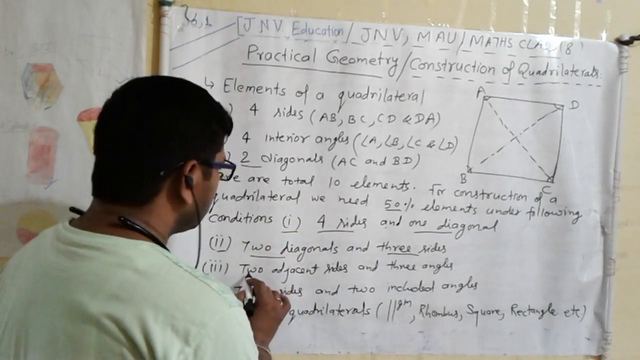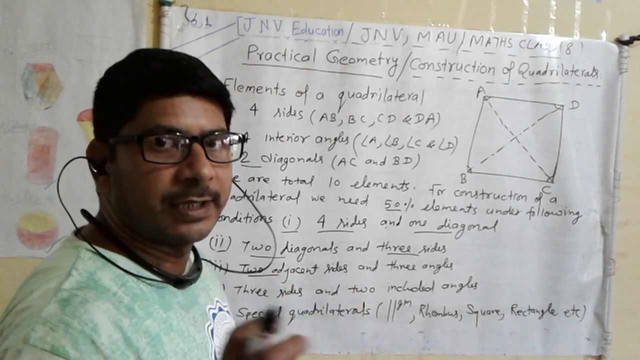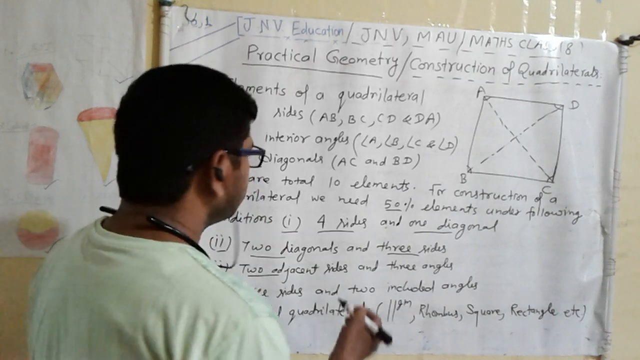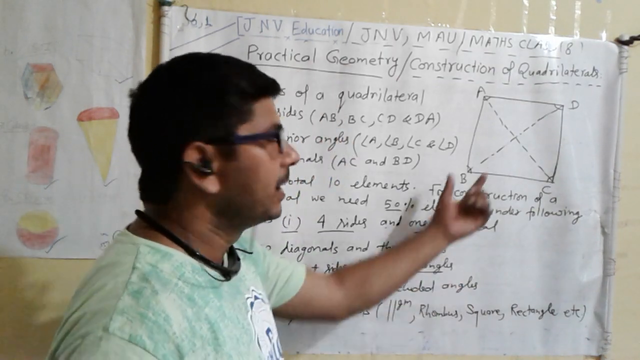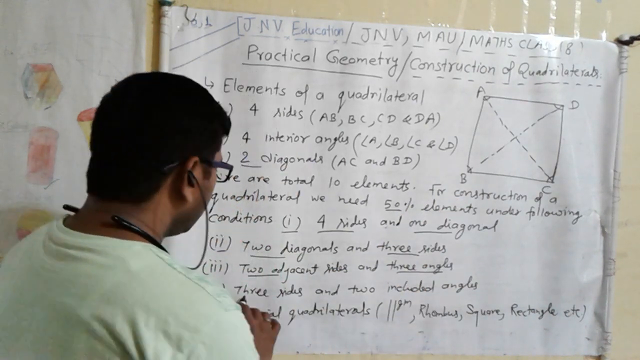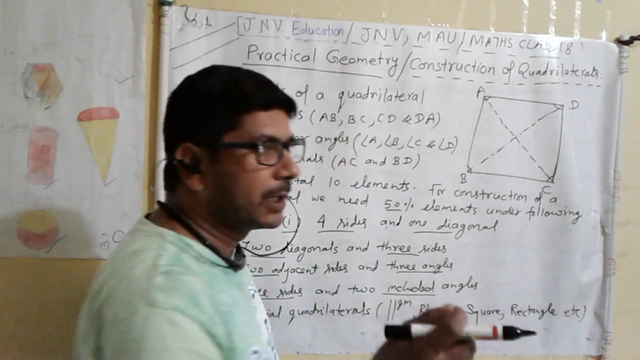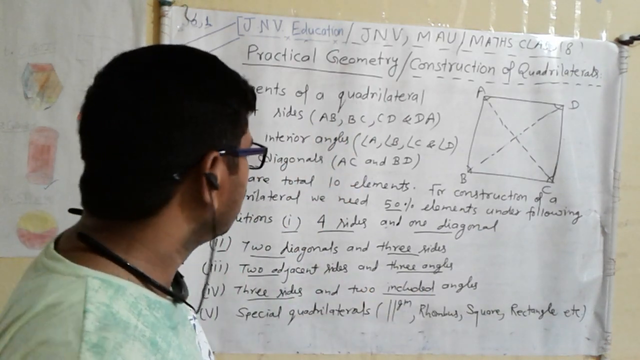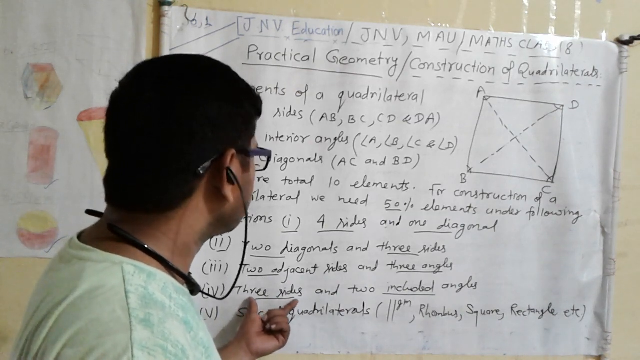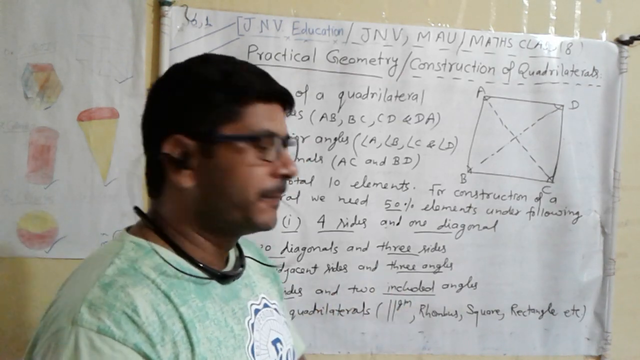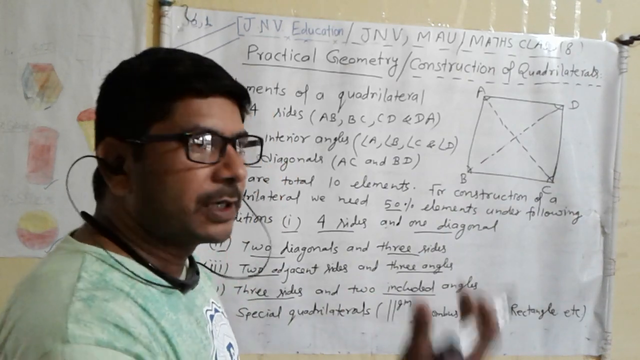And the third one is two adjacent sides. Adjacent side means they have a common vertex. And three angles. Here three angles means three interior angles. And fourth condition is three sides and two included angles. Angle between two sides is known as included angle. So in fourth condition, we should have three sides and two included angles. In this condition, we can construct the quadrilateral very easily according to the procedure.